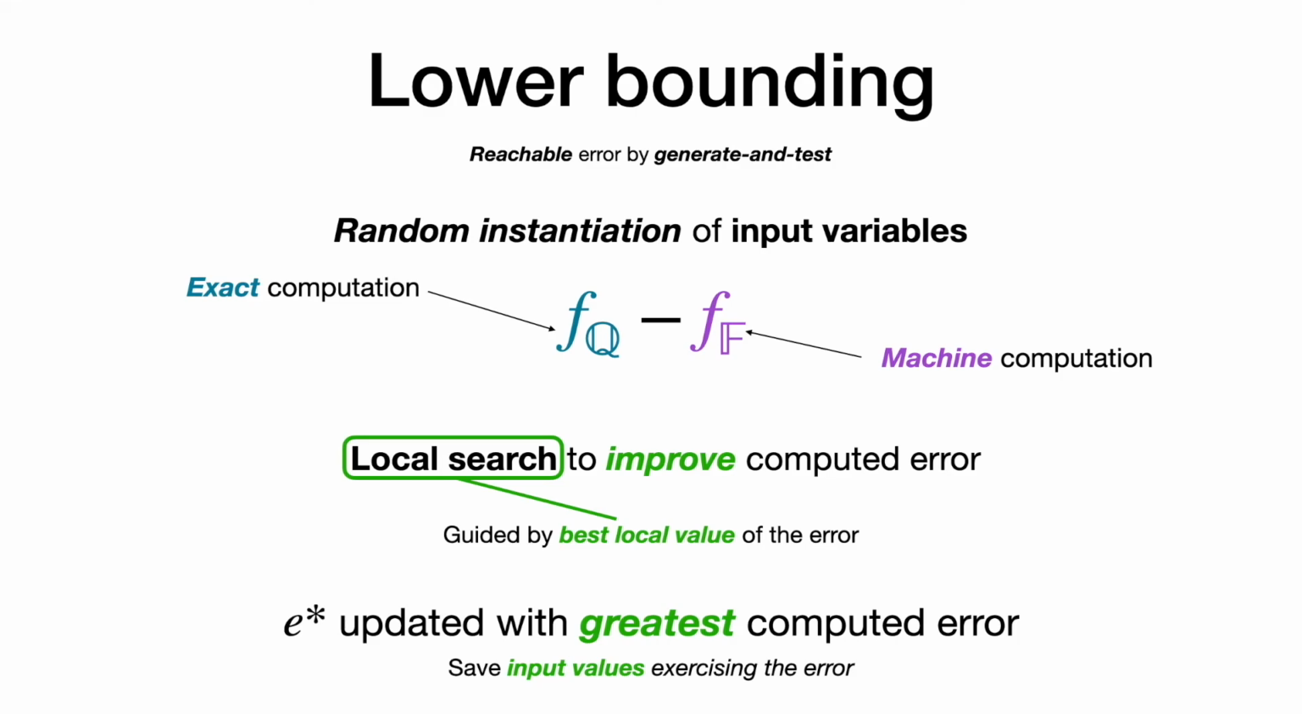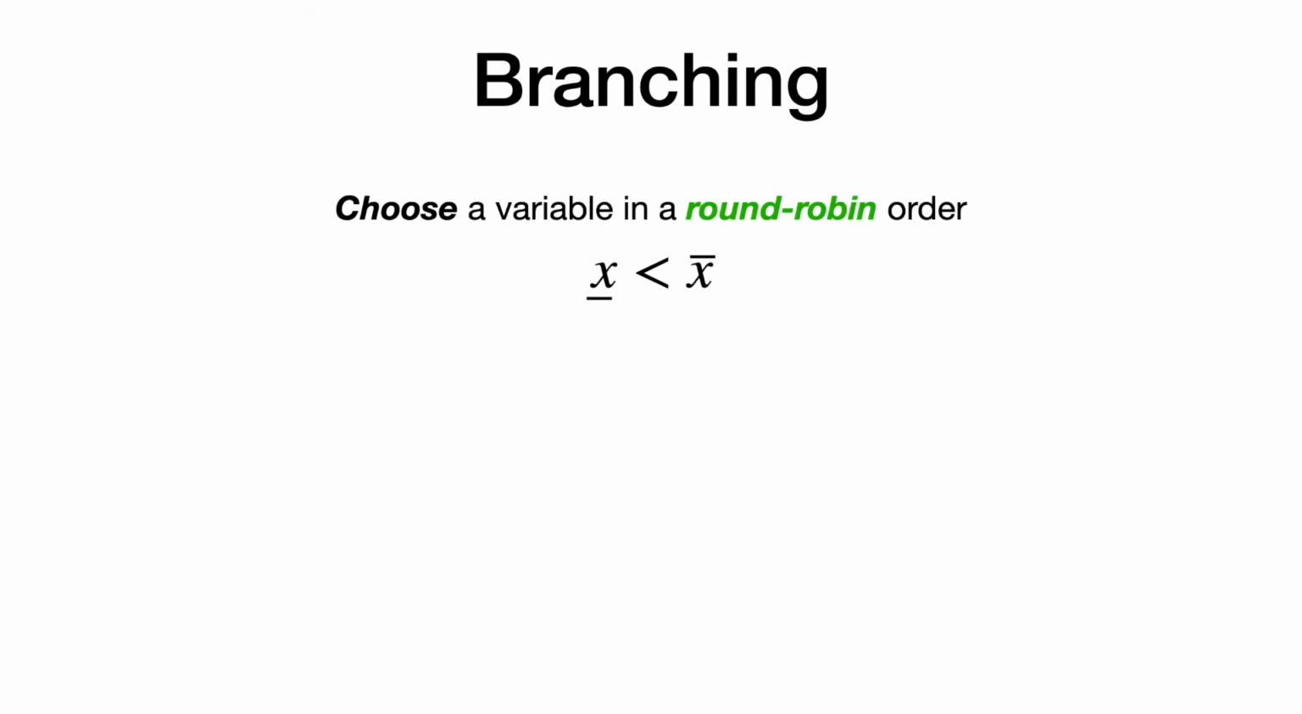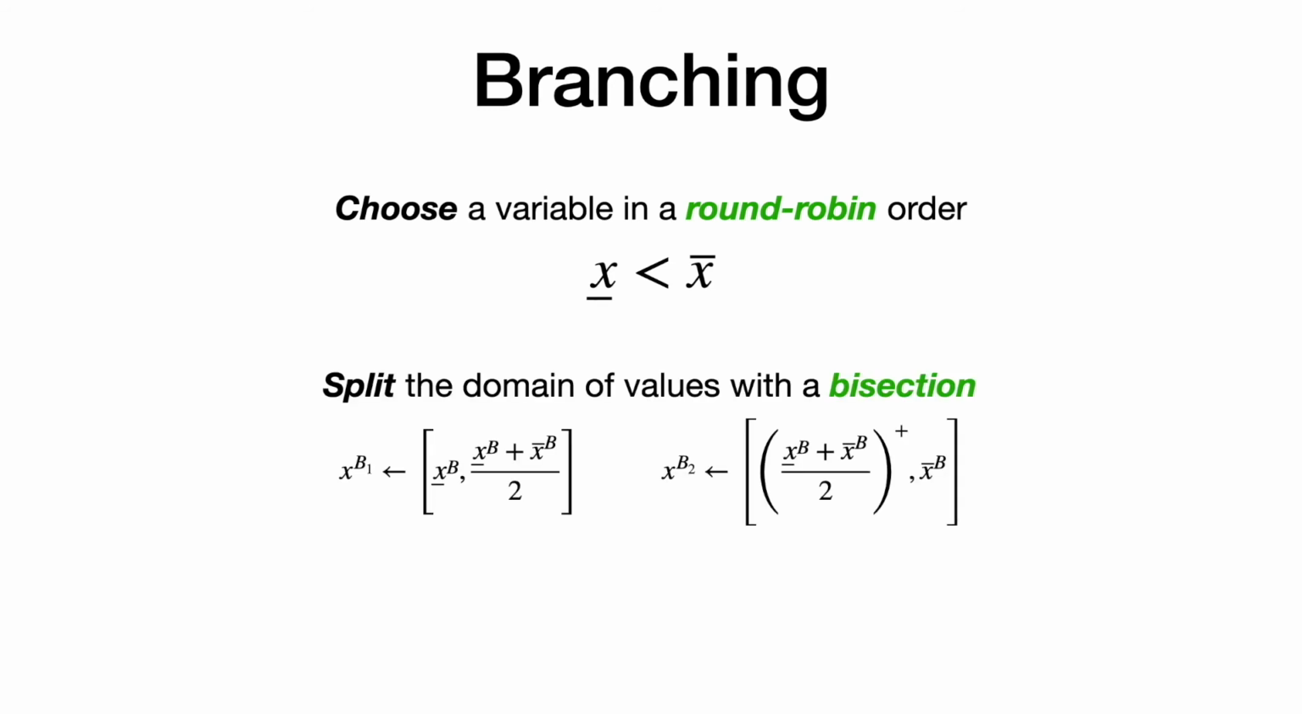With this, we have now computed both the lower bound and the upper bound of our errors, and now can go about the branching part of our algorithm. So first, we will choose a variable and do so in a round-robin order to equally explore the search space. A variable will be chosen if and only if its domain of values is not reduced to a single value. After this, we can split its domain of values with a bisection, generating two subboxes that will be added to the list of boxes to explore.